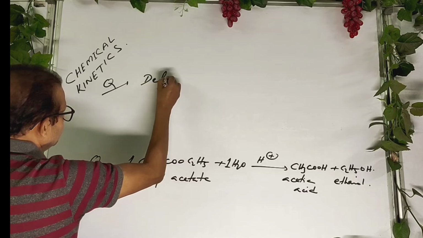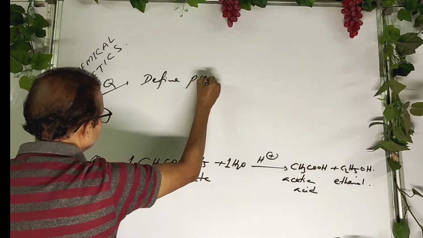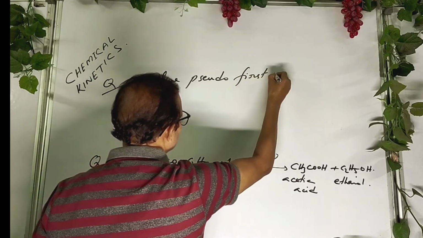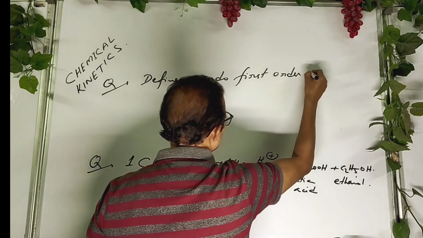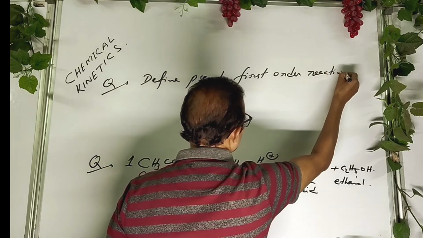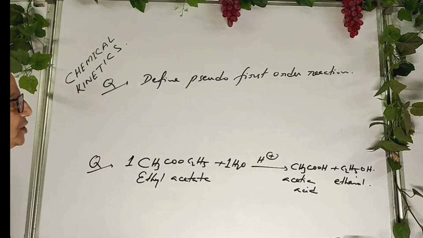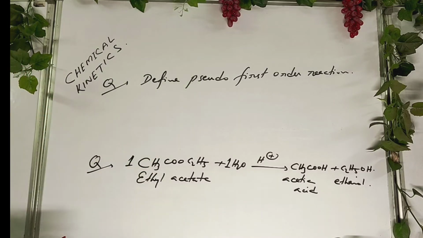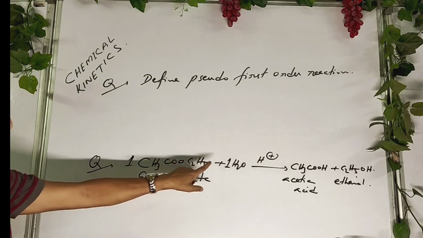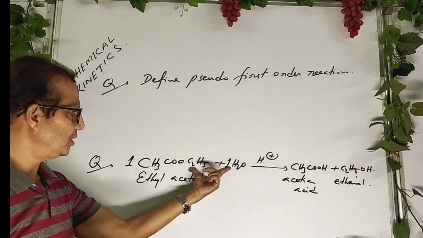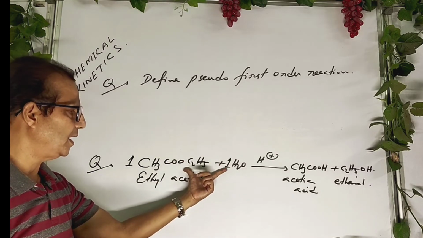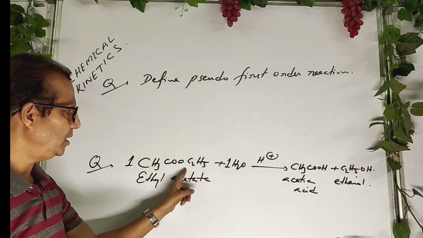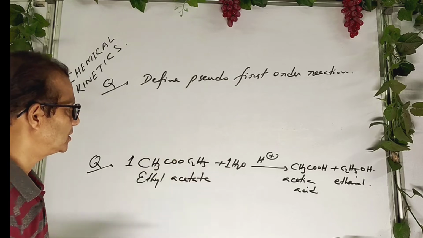Define pseudo first order reaction. What is pseudo first order? Pseudo means false, F-A-L-S-E, false. Listen, there are some reactions which seem to us that they follow many order kinetics, but actually they follow first order kinetics.